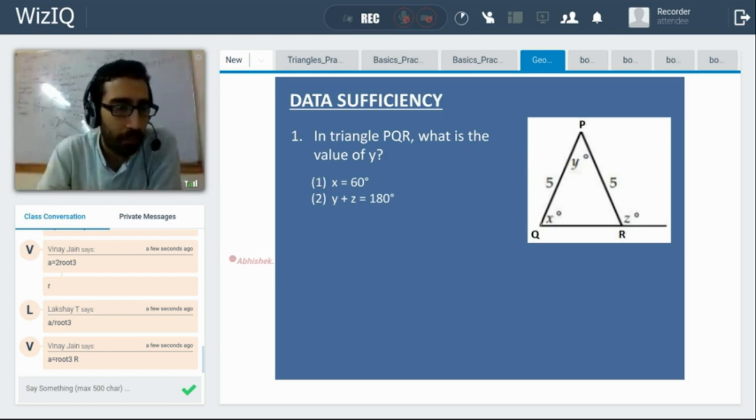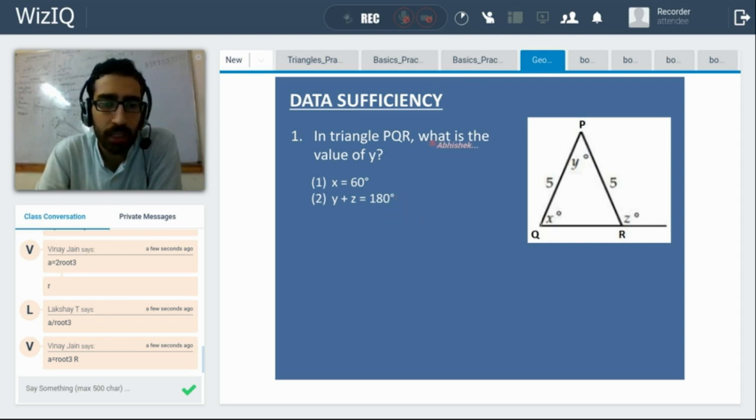So anyone here who has not attempted a data sufficiency question yet, or who doesn't really know much about data sufficiency? Anyone here who doesn't know a lot about data sufficiency? Okay, I've just given audio controls to everyone, and I think someone's Saundarya, your microphone is, yeah, okay.